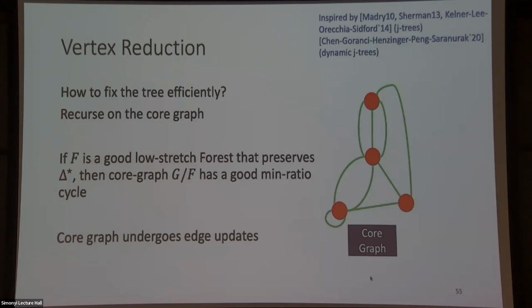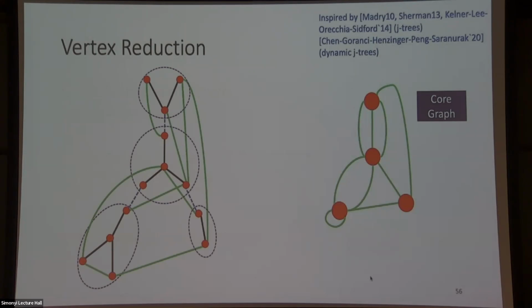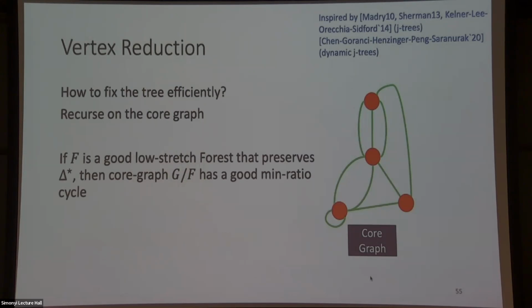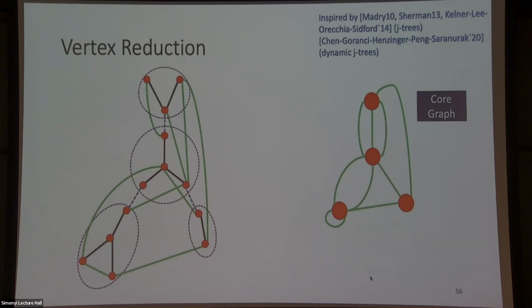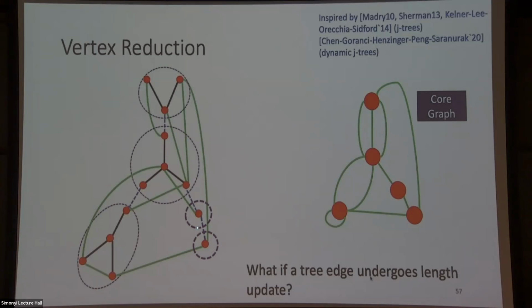Okay, so what kind of updates does this undergo? One thing is easy-ish. Let's observe. This is one iteration. You have your current core graph, current original graph. Now I delete one more edge, like some tree edge undergoes a length update. Let's say it's this one, and you split into two components. That means I have to split a vertex in the core graph into two vertices and split their edges. So that's the operation. You're undergoing edge insertions, deletions, and this kind of vertex splits.